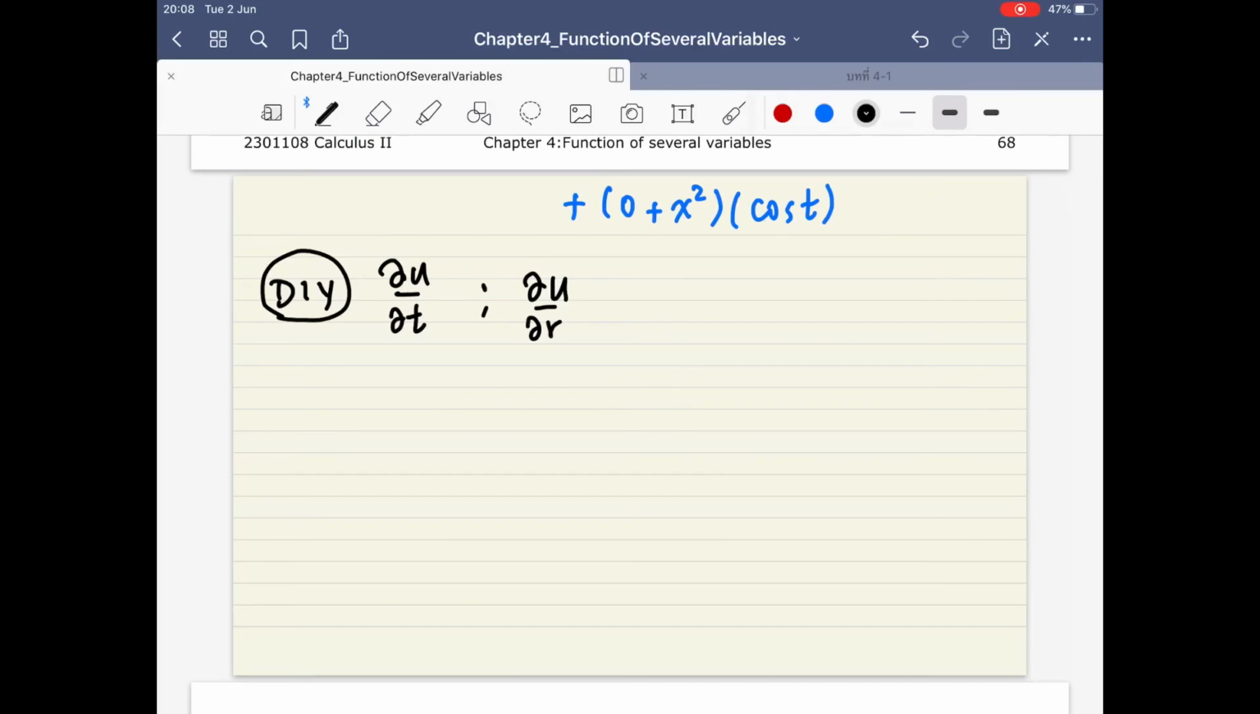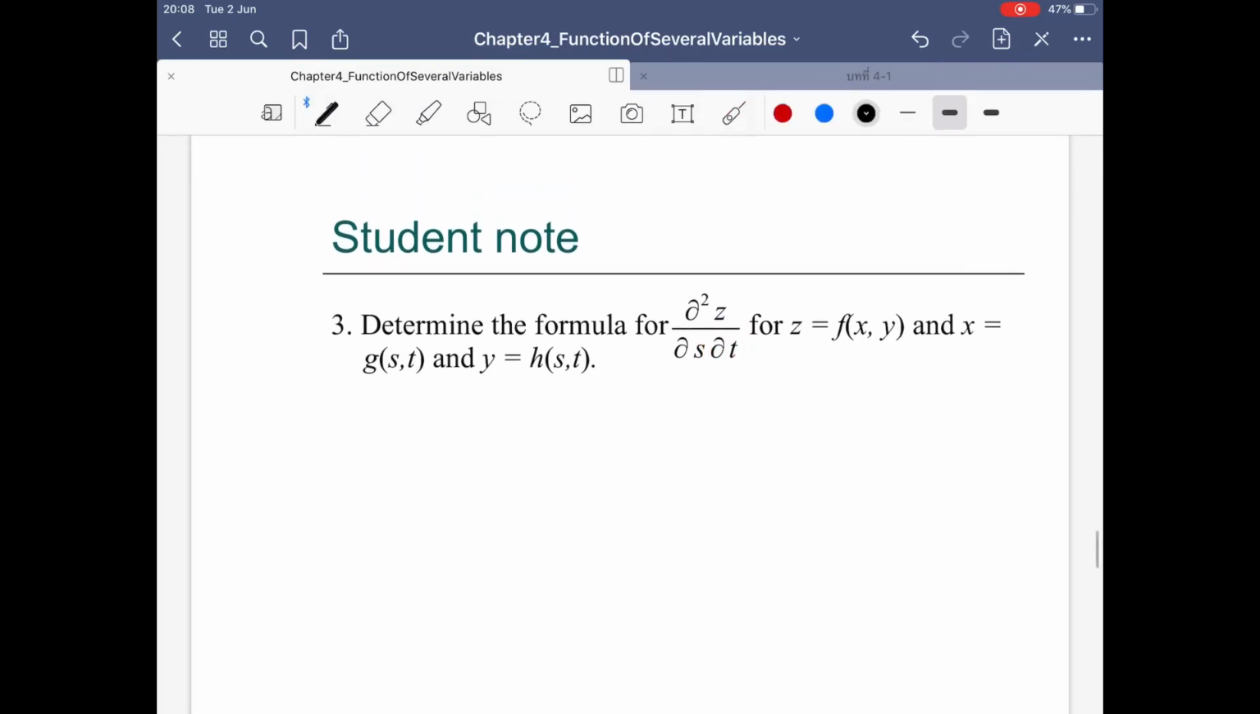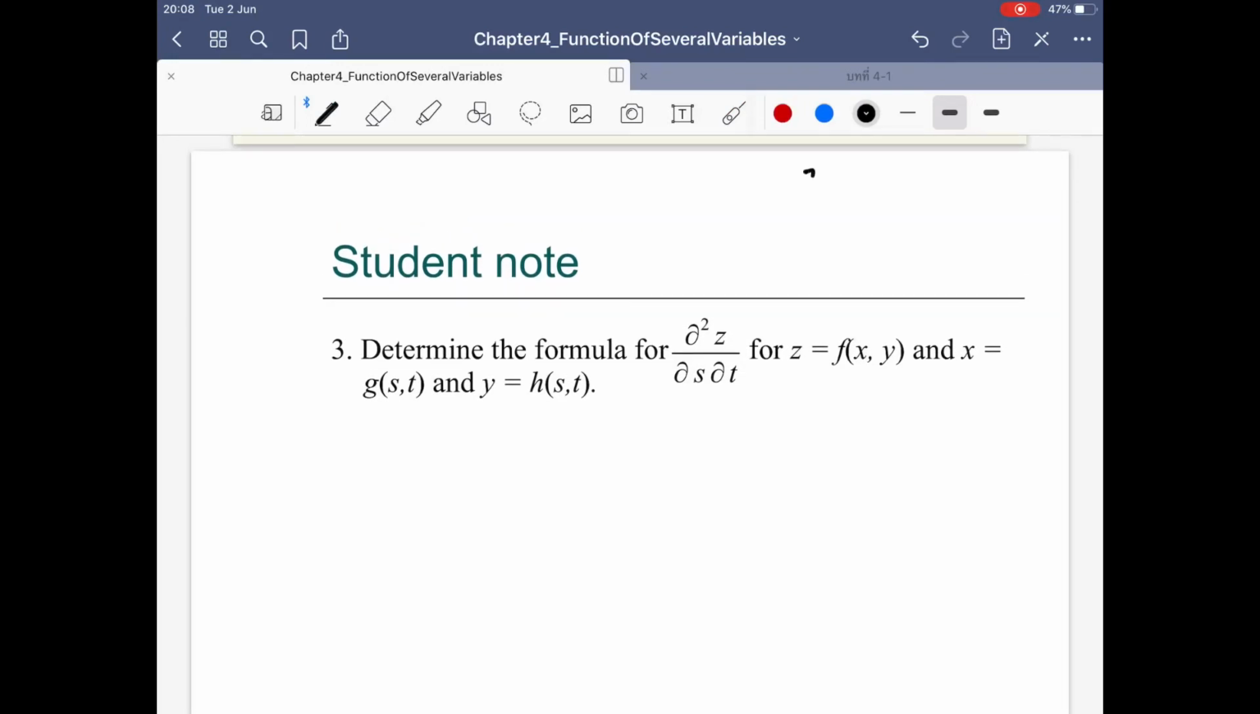Now let's look at the next problem. It's a bit complicated. Instead of finding the first derivative, you are going to find the second derivative of your z with respect to s and t. As we told you before, if you write it this way, it means that you do the one with respect to t first, followed by the s. So let us draw a diagram first: your z depends on x and y, and your x depends on s and t, your y also depends on s and t.